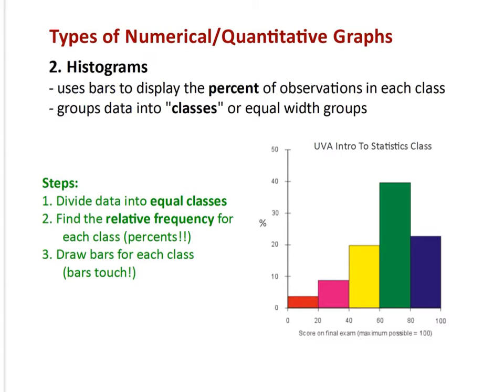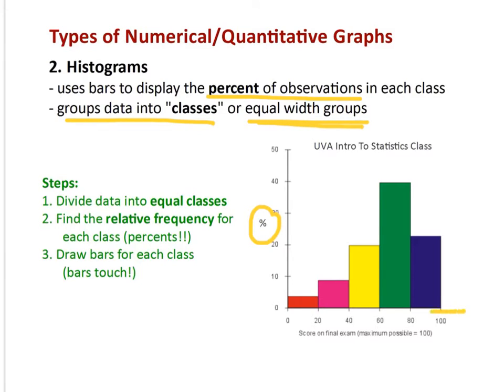So we also frequently make histograms. This is our second type of numerical graph. We're only going to talk about 2 today, so this is the second type. So for histograms, we use bars to display the percent of observations. Notice it's the percent that we display. We group data into classes or equal width groups. We are going to be really practicing making these classes and these equal width groups.